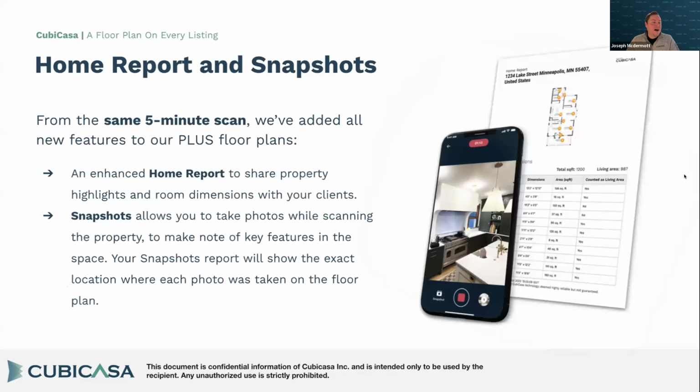And then just a quick sample of some of the other reports that we touched on. So the home report is that general overview of the property. This will have a cover page outlining key details of the home, beds, baths, total square footage, that sort of stuff, and then it will dive into a level by level and room by room breakdown. So it makes it very easy to share things like the individual room dimensions with your clients. And then snapshots allows you to take photos as you're going through scanning, and you'll get that report at the end that shows the photo next to a floor plan, highlighting exactly where that photo was taken in the space.